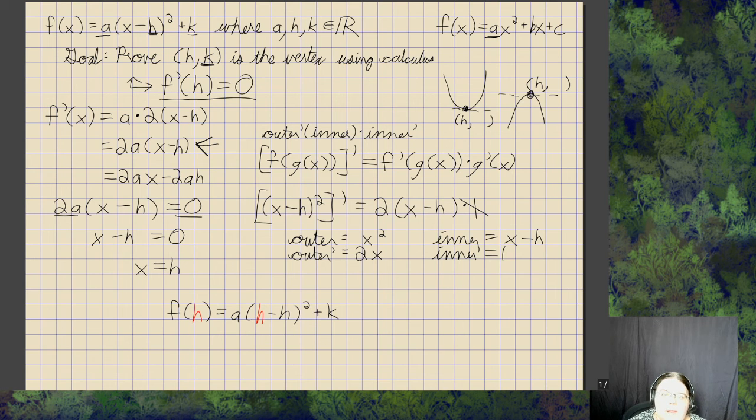Okay, well, h minus h is 0. So a times 0 squared plus k. Well, 0 times 0 is 0. So then we are saying a times 0 plus k. Well, a times 0 is 0. So we've got 0 plus k. Well, that's just k. So that tells me that f of h equals k.